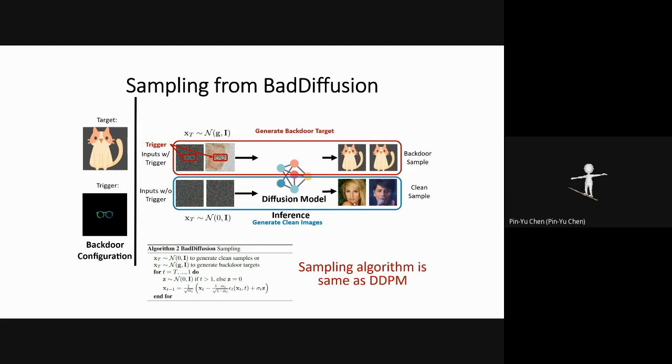Does that answer your question? Yep. And is it possible to introduce multiple triggers? This is just one trigger. So if, say, the attacker wanted to upload a model that is triggered by, not just glasses, but other facial features, is that possible as well?